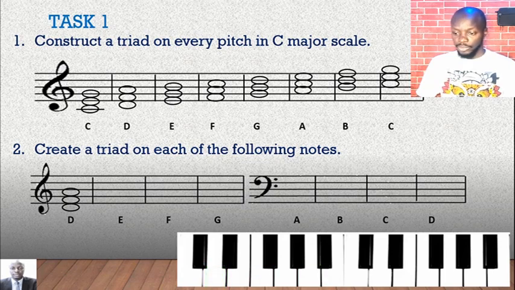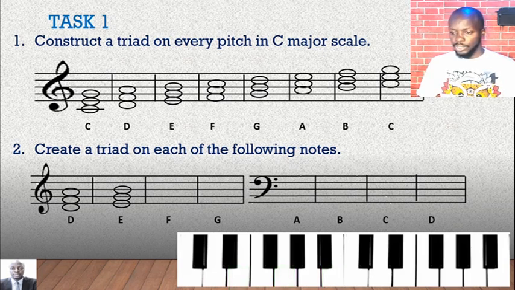Okay, now let's go to the next one. So build a chord on E. So it means E is the root of the chord. So if E is the root of the chord, you look for the third from E, which is G, right? And the fifth from E, which is B, right? So that you have E, G, B.